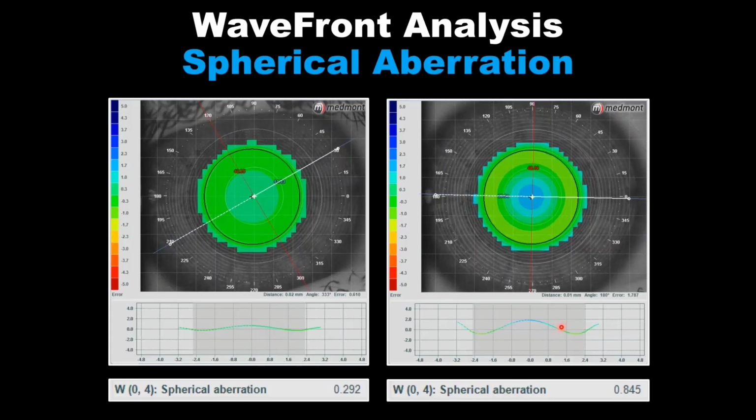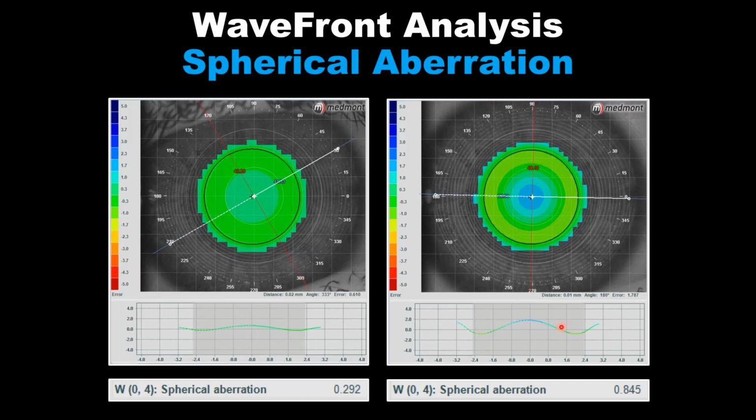Now, another thing we can do related to myopia control with our Medmont is to compare the aberrations pre and post treatment. There's numerous studies now that tell us that we want to increase spherical aberration. We want to send it through the roof. The higher the spherical aberration post-ortho-K, the better the myopia control.